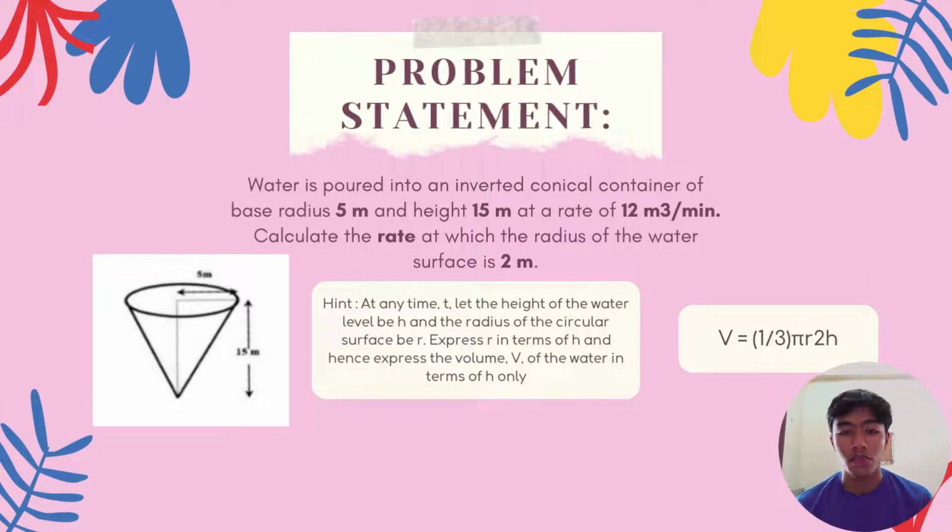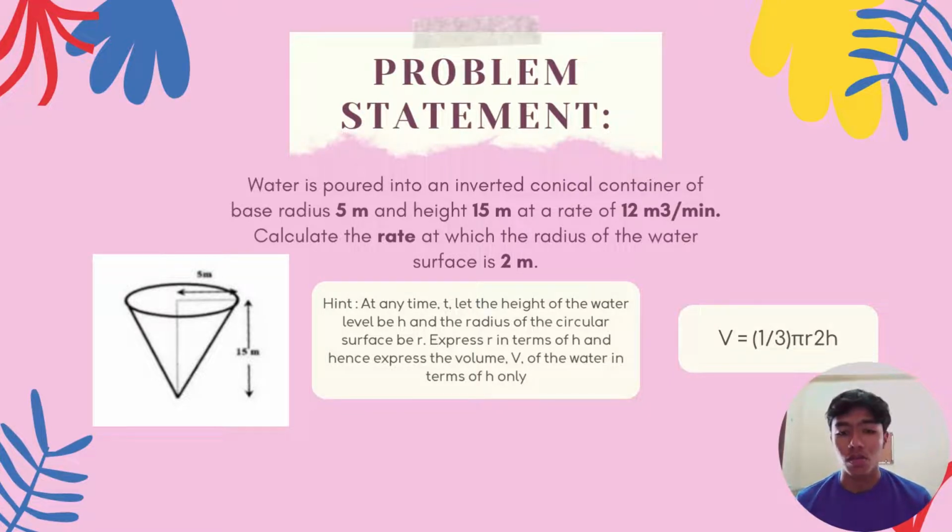Problem statement: water is poured into an inverted conical container of base radius 5 meter and height 15 meter at a rate of 12 meter cubic per minute. Calculate the rate at which the height of the water surface is rising when the radius of the water surface is 2 meter. Based on this picture, this is what an inverted conical container looks like. Hint: at any time t, let the height of the water level be h and the radius of the circular surface be r. Express r in terms of h and hence express the volume V of the water in terms of h only.